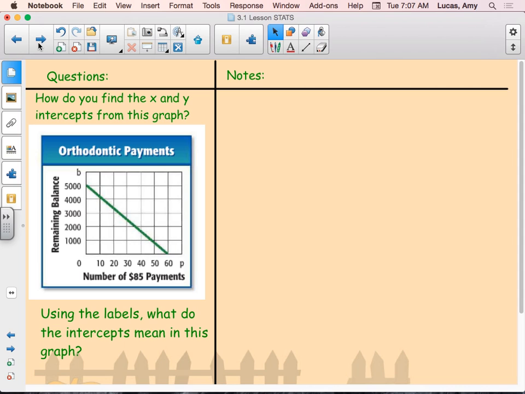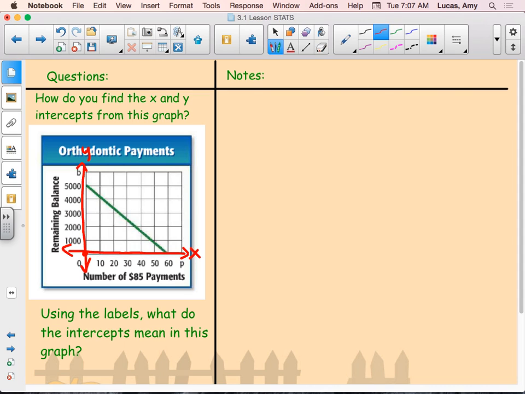The next question says, how do you find the x and y-intercepts from this graph? Well, remember in our vocab definitions, we said an x-intercept is where the graph crosses the x-axis. Here's the origin. So this is my x-axis, and then this is my y-axis. Okay, so this graph crosses the x-axis at 60, so my x-intercept is 60, and my y-intercept, where the graph crosses the y-axis, up here is 5,000.